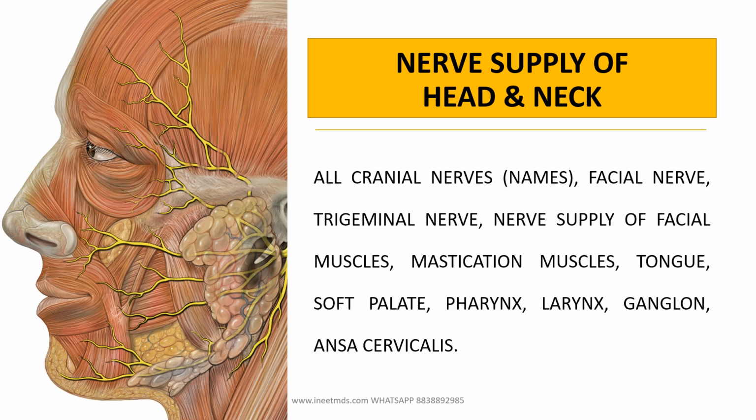Next topic is nerve supply of head and neck. Under nerve supply you have to know the names of all the 12 cranial nerves, and specifically you should know the branches of facial nerve, the branches of trigeminal nerve, then the nerve supply of facial muscle, mastication muscle, nerve supply of tongue, soft palate, pharynx, larynx, and what are the different ganglions like otic ganglion, submandibular ganglion, ciliary ganglion, and what does it supply, and what is the nerve root for that particular ganglion, and lastly about ansa cervicalis, where do you get the root and what it supplies.